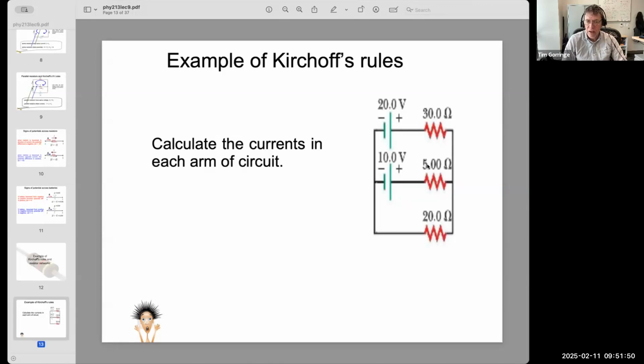20 ohms, 5 ohms, 30 ohms from bottom to top. It has 2 batteries in it, a 10-volt battery, a 20-volt battery. It's a circuit that you can't apply our rules for equivalent resistors in series, equivalent resistors in parallel to, because there's no 2 resistors in this circuit that are either simply in series or simply in parallel.